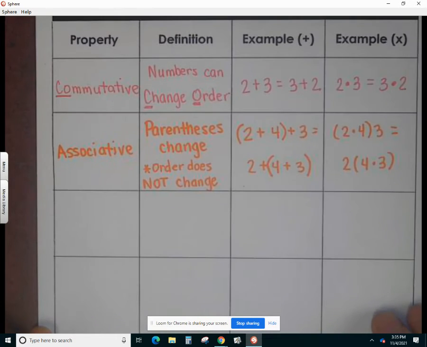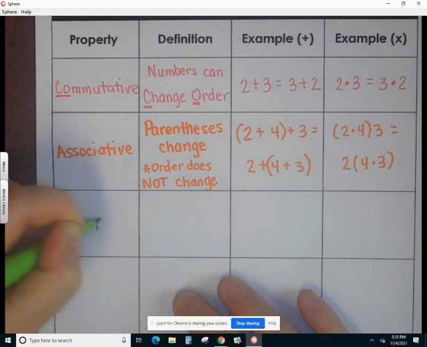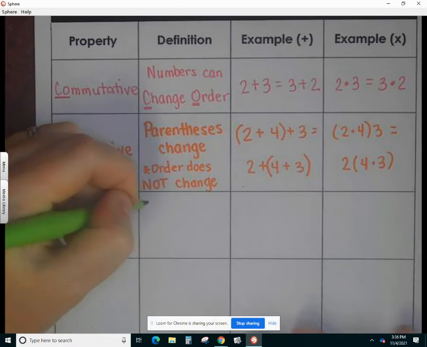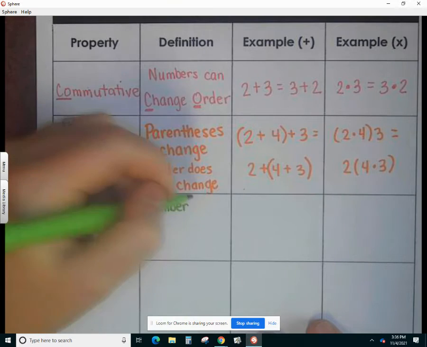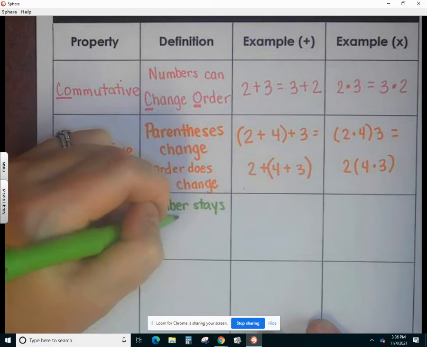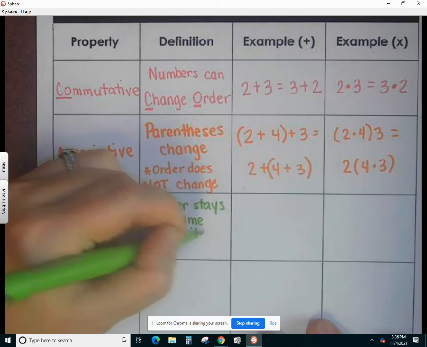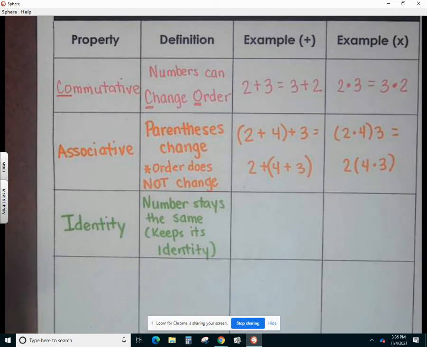The third property we're going to look at is called the identity property. Identity. When we're talking about ourselves, our identity is who we are, right? We have our identity. So that helps you remember this property. In the identity property, the number stays the same. In other words, it keeps its identity, right? You want to be true to who you are, right? And so does the number. It wants to keep its identity. So the number stays the same.